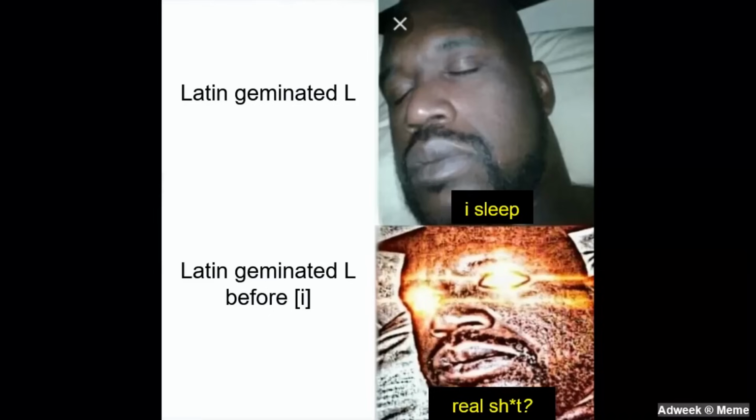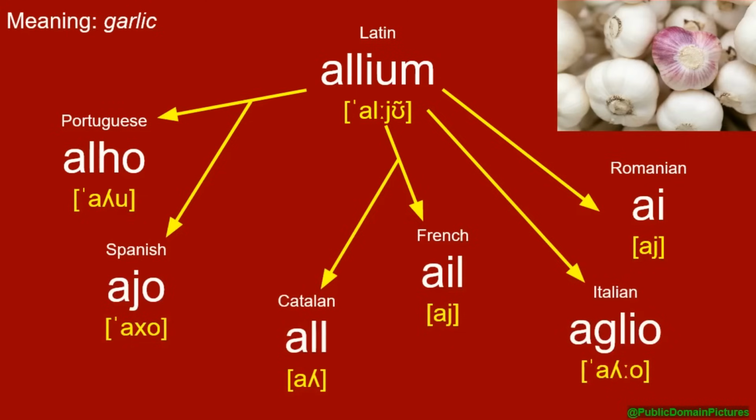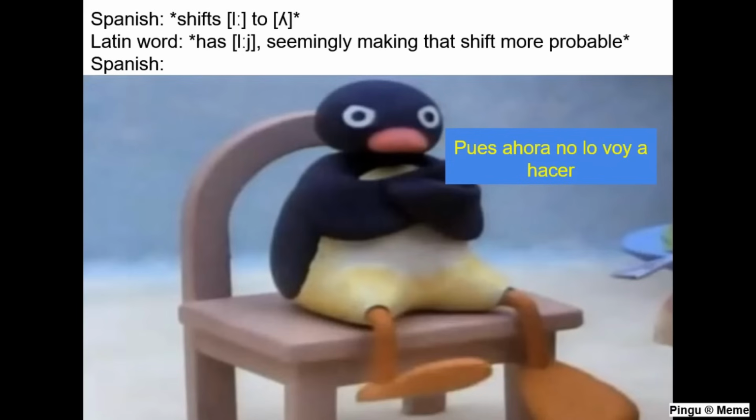Things do get more interesting when the Latin geminated le had e after it though. In that situation, most Romance languages are more likely to have palatalized it. For example, there was Latin aglio, which became Romanian ai, Italian aglio, French ai, Catalan ai, Portuguese aglio, and Spanish ajo. Wow, so not that reliable of a sound shift for Spanish anymore.